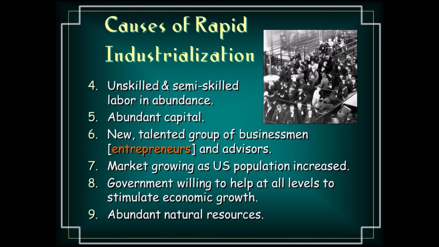The last one is one that a lot of textbooks don't mention, but it's probably the most important one of all. The United States was in a unique position that we didn't have to buy our natural resources from anyone. We had the coal here. We had the iron here. We had the wood here. Everything you needed was available to us, and it was available to us abundantly. We didn't have to deal with other countries. That made it easier for us to industrialize.